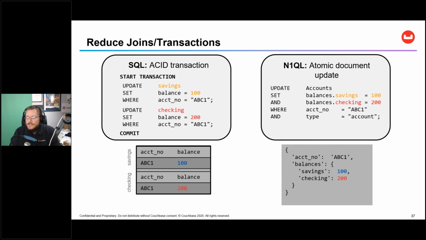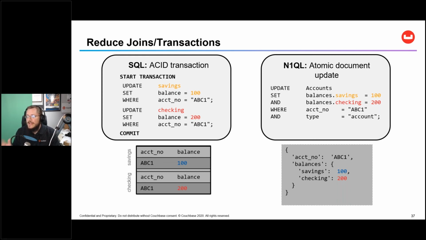If those were in the same row of data, if I had a savings column and a checking column, I would not need a transaction. I could just have one update statement that would be atomic in and of itself. And that's the same approach you can take with a document database. I can have a single document that has a balances object, a nested object that has savings, checking, money market, etc. So I could model it that way, and then it would just be a single update statement to transfer between those accounts.